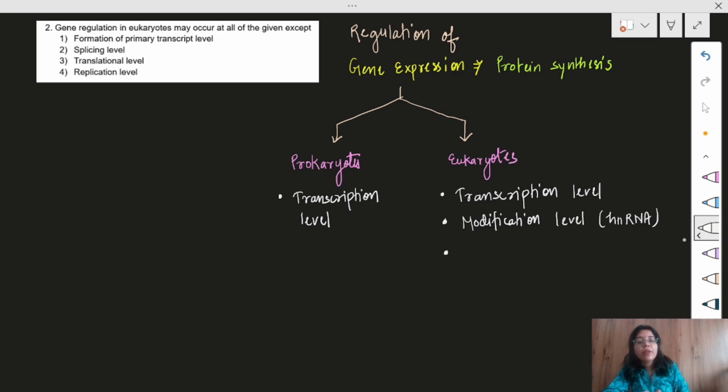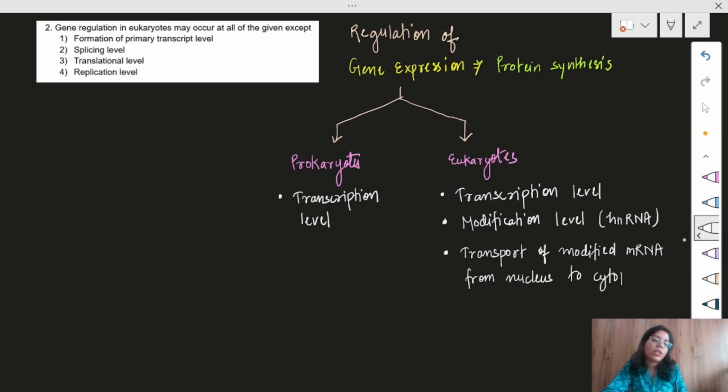Next is transport of modified mRNA from nucleus to cytoplasm. Naturally, normally, all of this will happen, right?